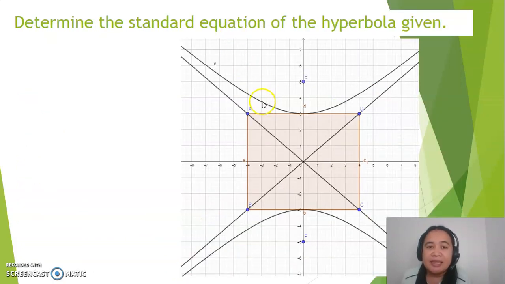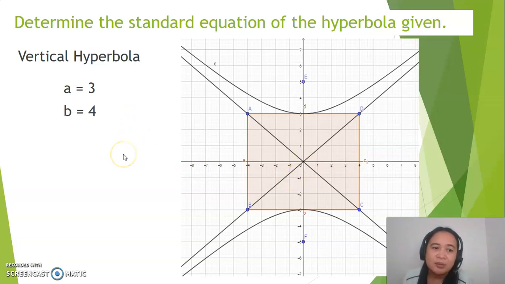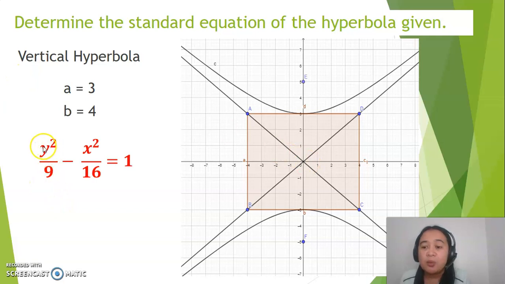Another example. In this case, a graph is given. So we will identify its standard equation. Take note, the hyperbola is sketched at the top and sketched at the bottom. So therefore, it is a vertical hyperbola. Now, from the center going to the vertex, the value is 3. And from the center going to one end of the co-vertex, it's denoted by 4. So a is 3, b is 4, the center is 0, 0, and it is vertical. So the standard equation would be y squared over 9 minus x squared over 16 equals 1.